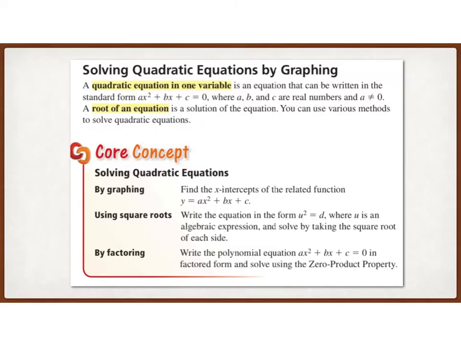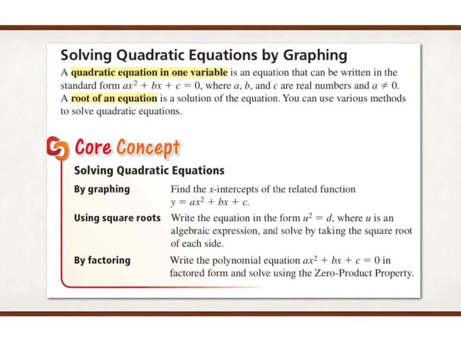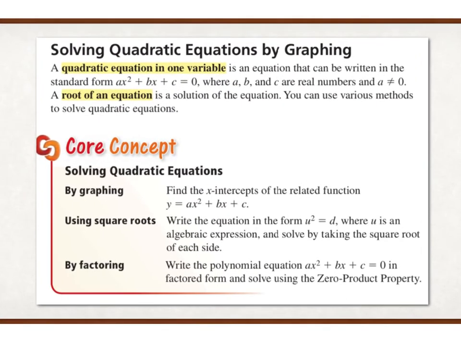So first thing we're going to look at is solving quadratic equations by graphing. A quadratic equation in one variable is an equation that can be written in the standard form ax squared plus bx plus c equals 0. So we have the x squared, the x, the constant, and then it's equal to 0. And a, b, and c are real numbers, and a does not equal 0.